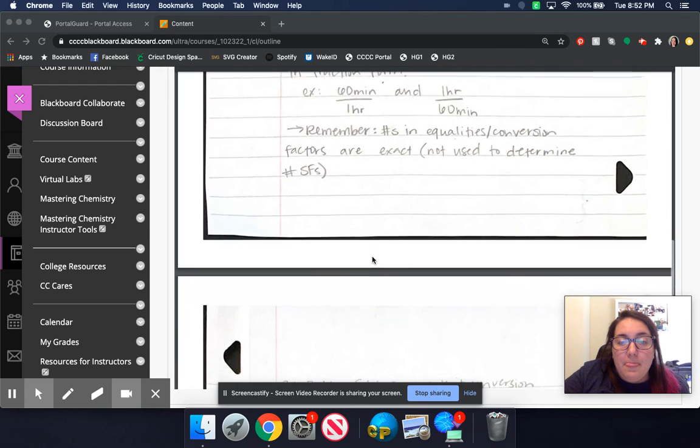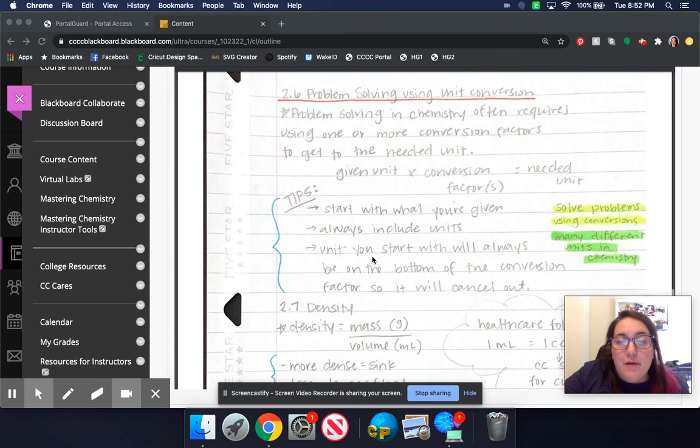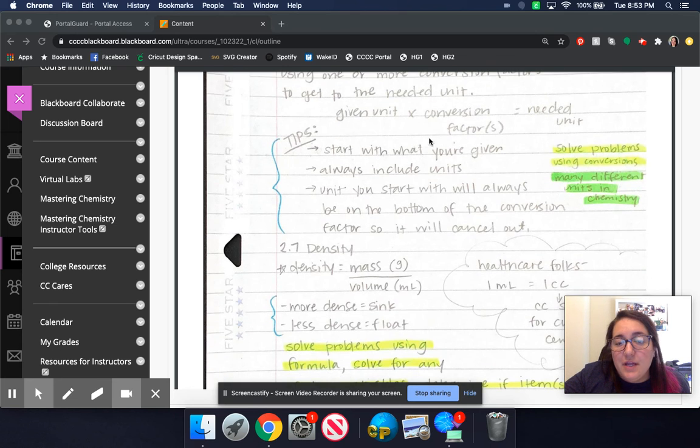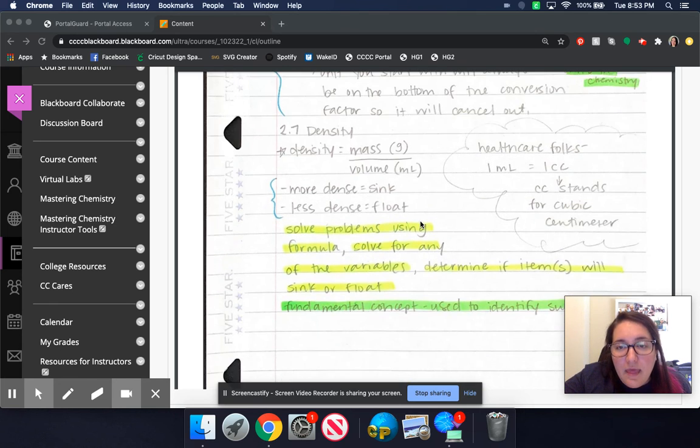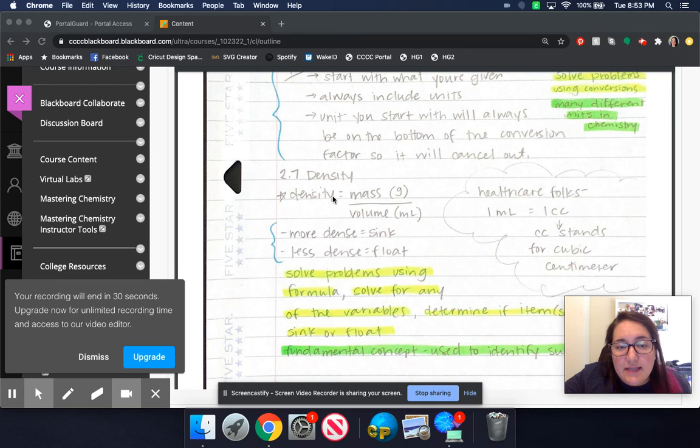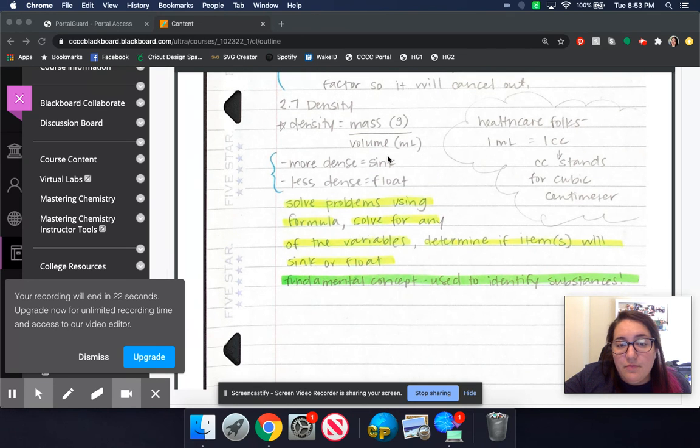So that's that. Problem solving using unit conversion. This is kind of a core chemistry skill that you're going to use all semester long. That's why it's underlined in red. You're going to start with what you're given, use a conversion factor to get to the unit that you need. And here are my tips there. Next, you will see density, which is mass over volume, grams over milliliters, and just some simple facts about density.